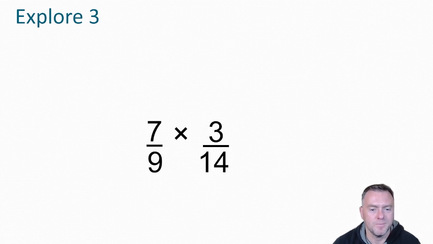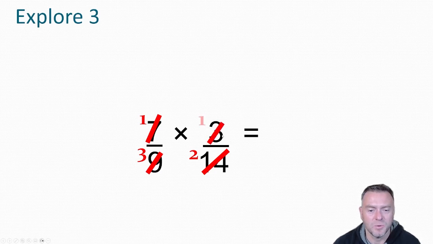Similarly with this one, have a go. So this one actually has a double reduction that you can do. So you can divide both the top and bottom by 7, and you can also divide the top and the bottom by 3. So 7 goes into 14 2 times, and then 7 goes into 7 once. And then to go even further, we can divide the top and the bottom by 3. So 9 divided by 3 gives you 3, and then 3 divided by 3 gives you 1.